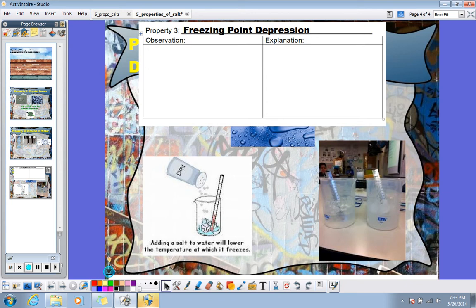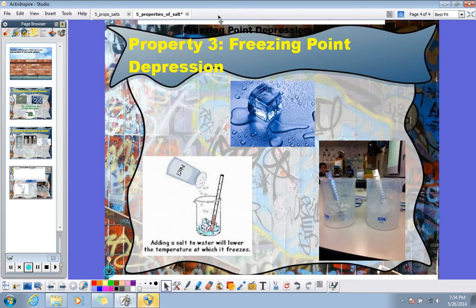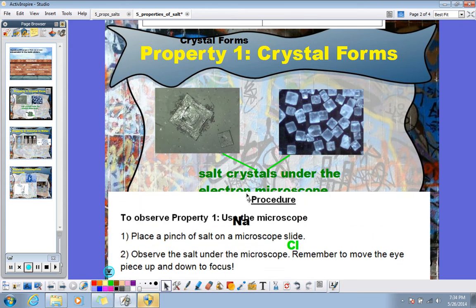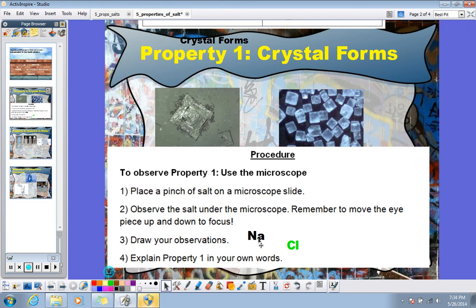Alright, and at this point it's time for you to do some of your own research so that you can be experts when you get to present to the fourth graders. So here's what we're going to do now. On your table, you have a sheet that says procedure. Let's get these out of the way.